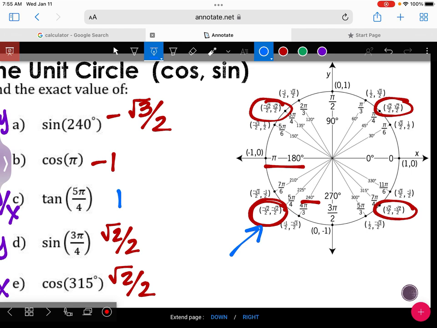Memorize the unit circle. So take time, memorize. There are many YouTube videos on how to memorize the unit circle. We're going to do another practice run tomorrow.